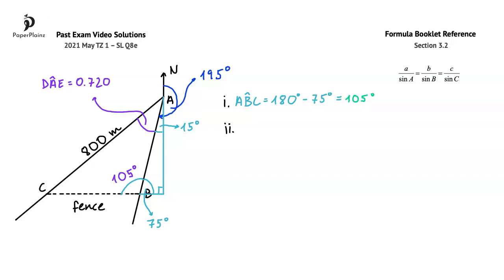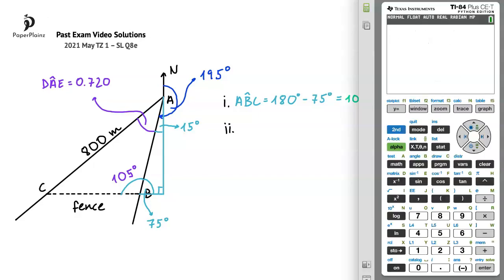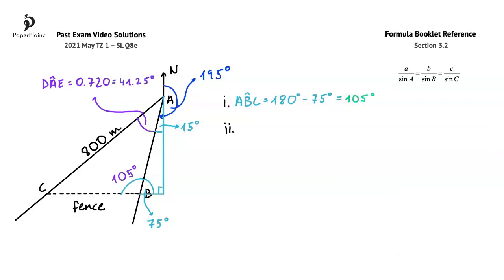Let's convert DAE from radians to degrees by using the calculator. To convert from radians to degrees, we'll take 0.72, multiply it by 180 degrees, and then divide by pi, which I will enter by pressing second and then this button here. So we get that DAE is about 41.2529 degrees. Here I will use 41.25 degrees. Rounding to 4 significant figures should still give us enough accuracy in our upcoming calculations.